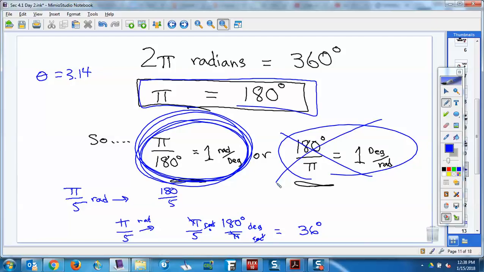Okay? Because when we want to go from degrees to radians, we want the degrees to disappear. We want degrees to cancel. That's how I always remember to have degrees on the bottom, because I want the degrees to cancel. And when you use both of these as your conversion, you often forget which one to use.